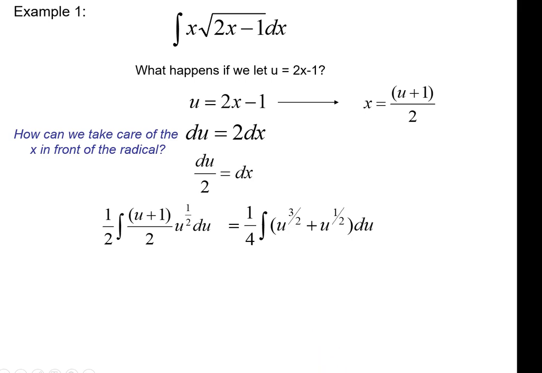Now I can use power rule. So kind of the moral of the story here is if you've got multiple terms under the radical, you need to figure out a way to get that to be a single term when you do your U substitution. Now we can use power rule.